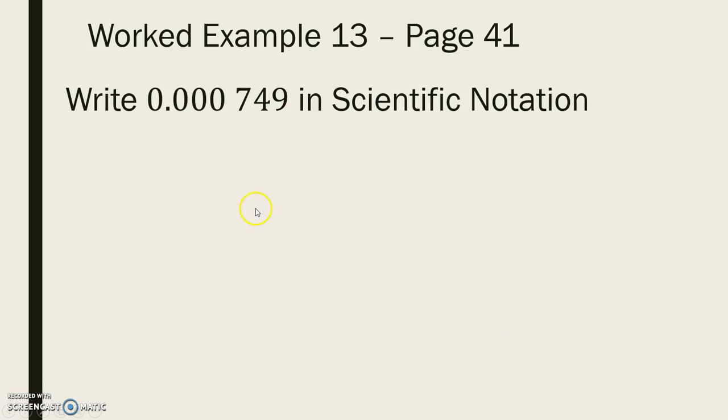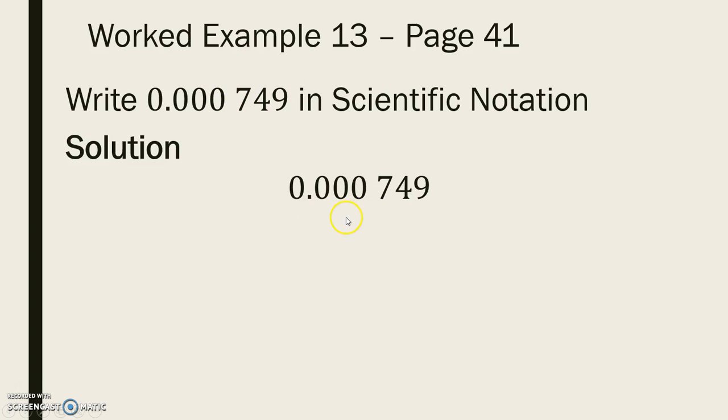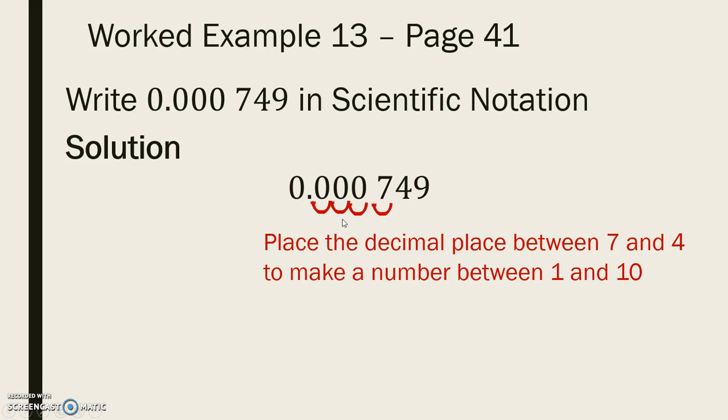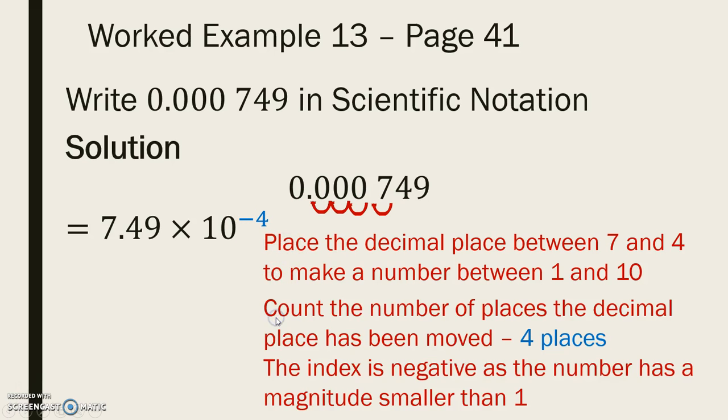Another example. You may want to pause at this point and have a look at it yourself. We start with the 749. We write that as a number between 1 and 10. So 7.49. And we shift the decimal place 1, 2, 3, 4 places. So it's by 10 to the negative 4.